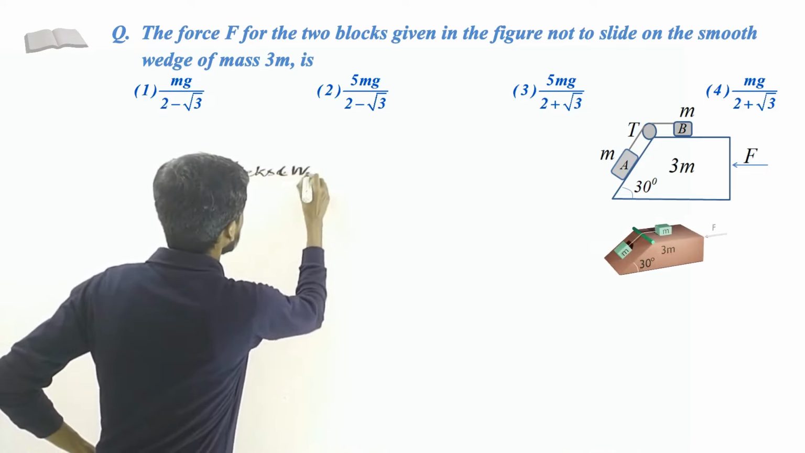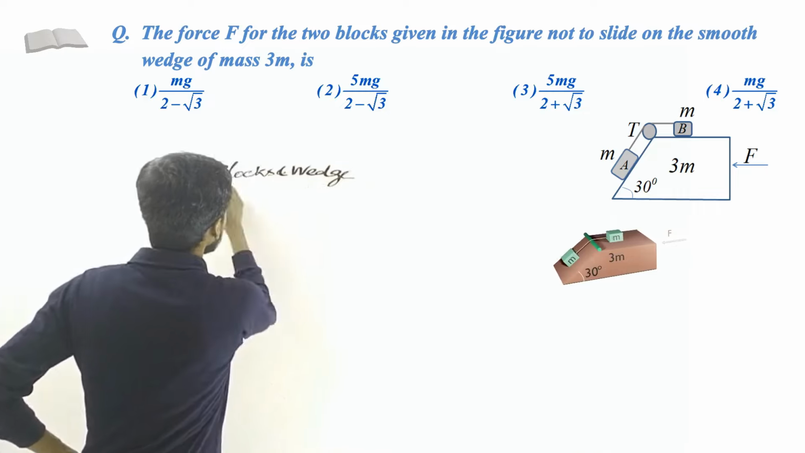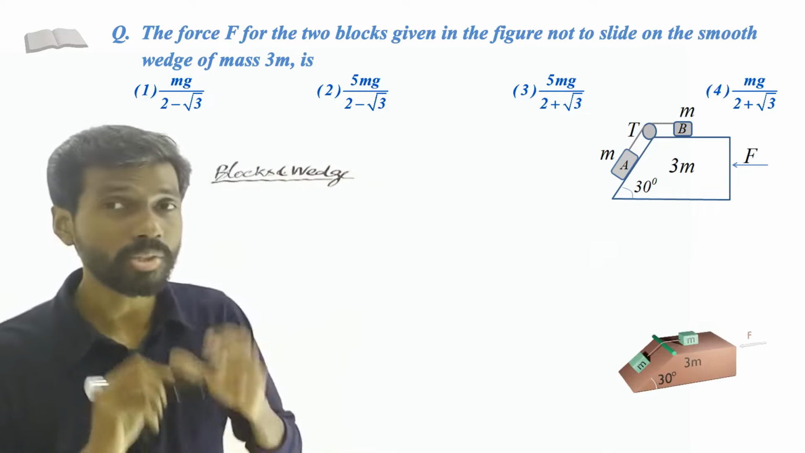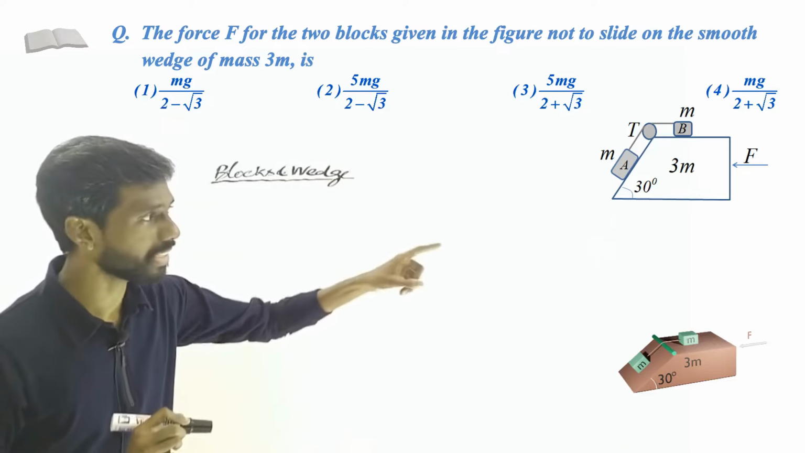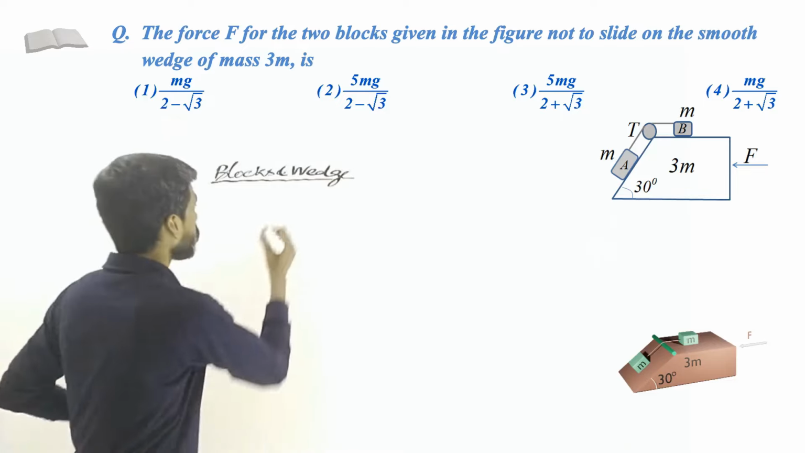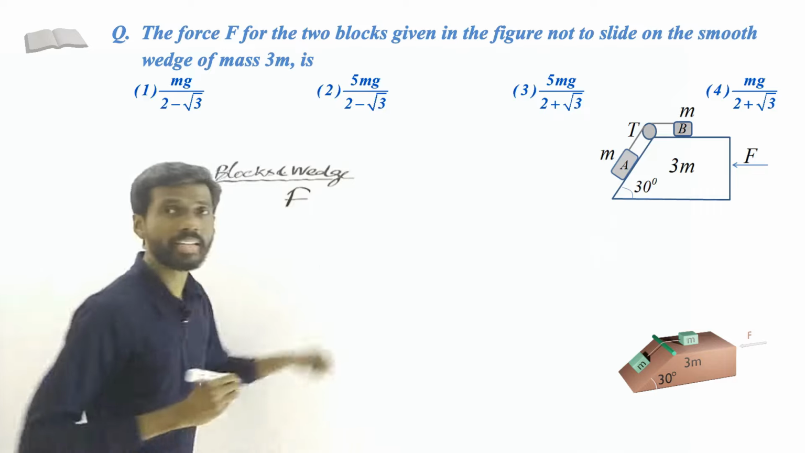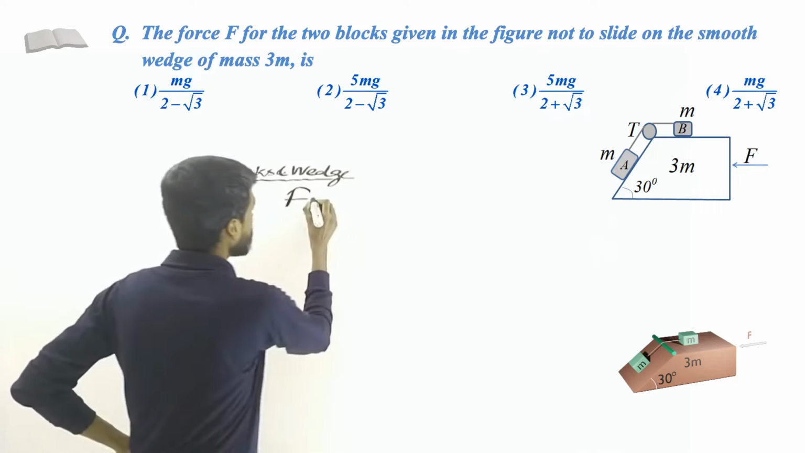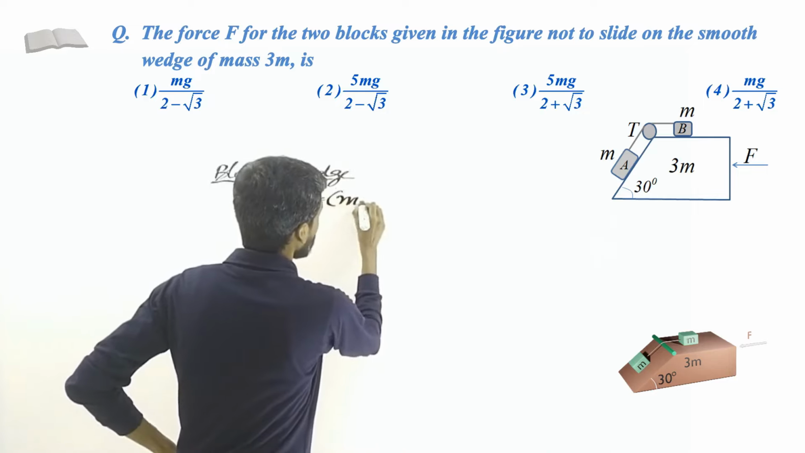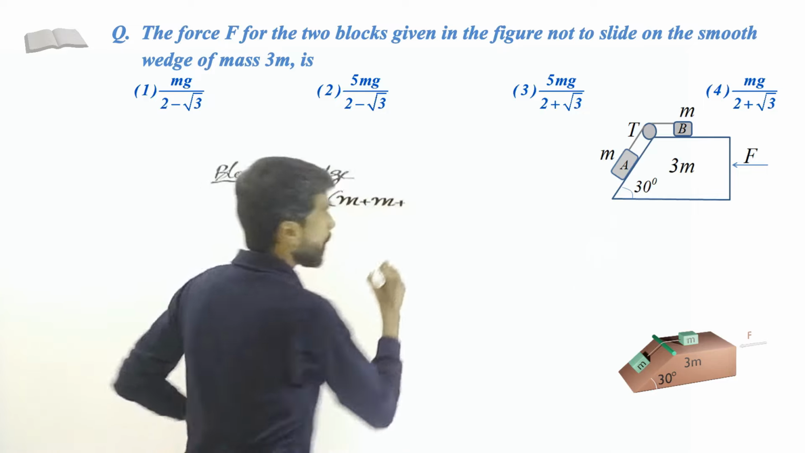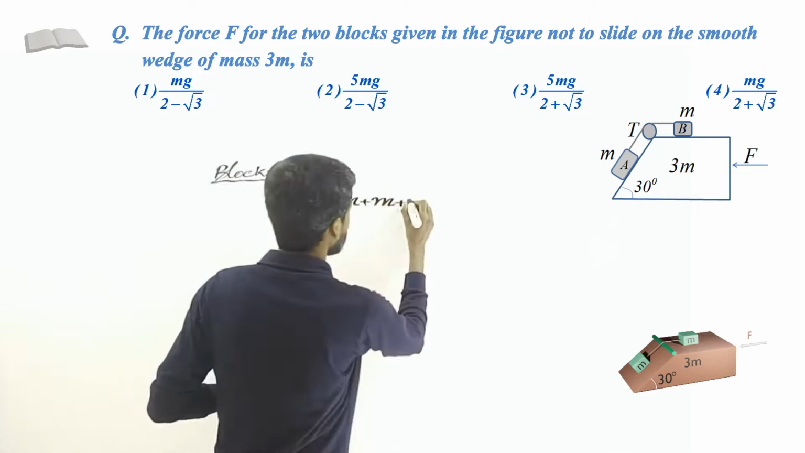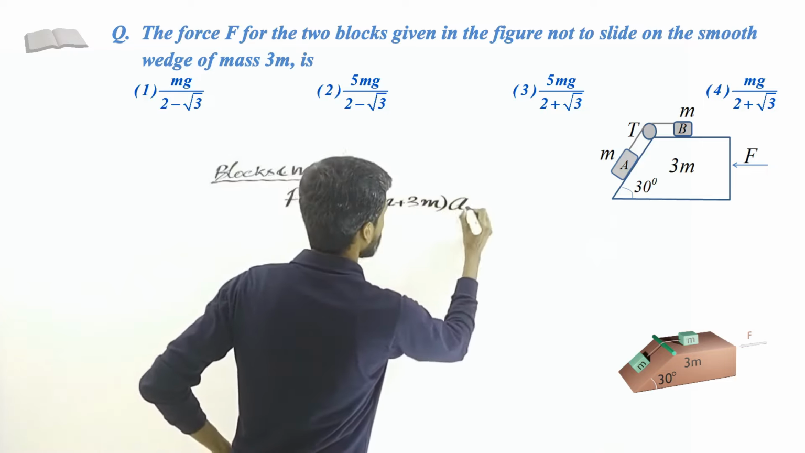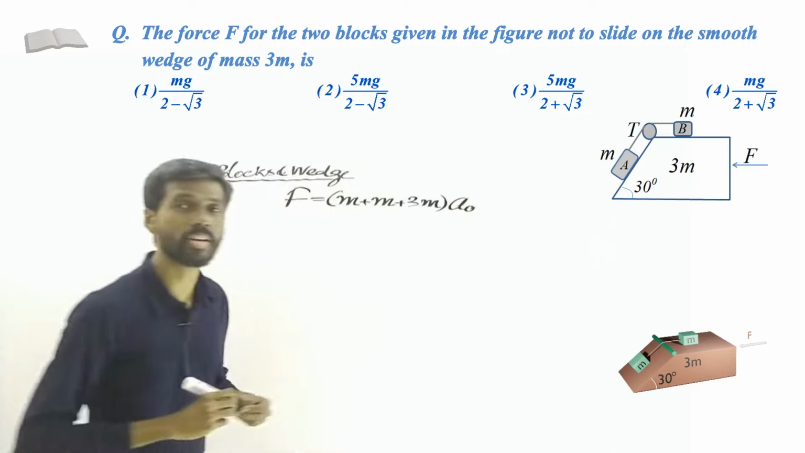What are the forces acting on this system in the horizontal direction? The only force acting is the force F. So force F in the horizontal direction equals mass times the acceleration. What is the mass? That is the mass of one block, the mass of the other block, and the mass of that bigger wedge, so that is 3m. This total mass is multiplied by the acceleration. Let's call it A0.